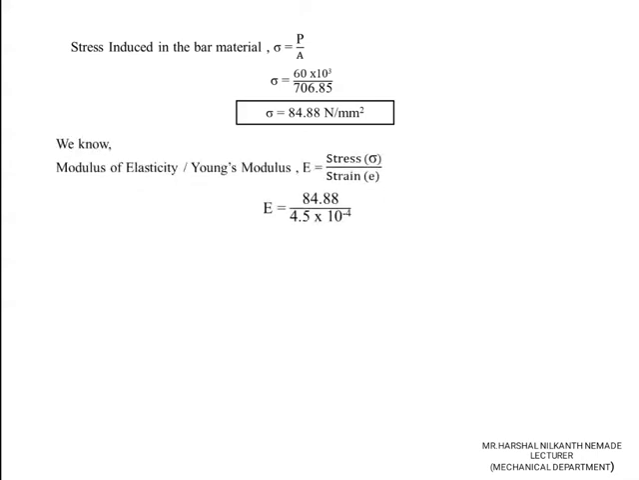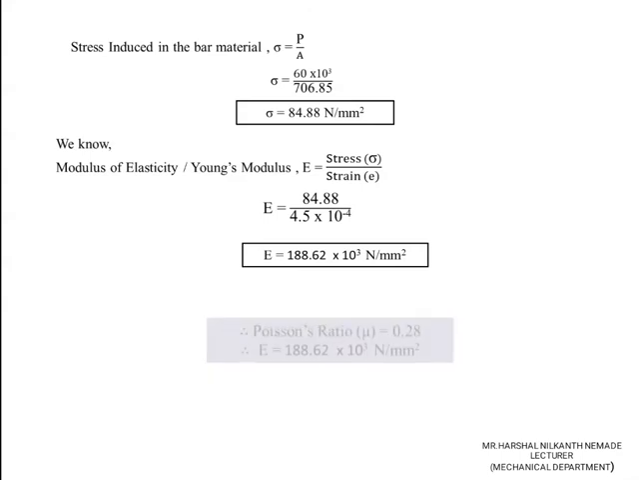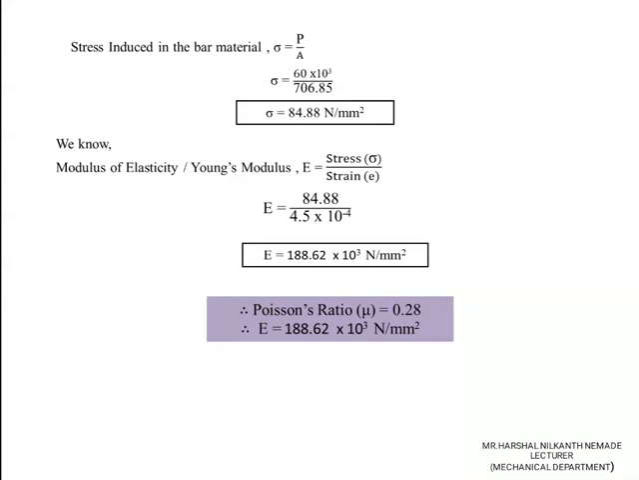After that, we know the modulus of elasticity, Young's modulus, capital E, is equal to stress upon strain. Capital E is equal to 84.88, which is my stress, divided by the strain I have calculated, 4.5 multiplied by 10 raised to minus 4. So capital E I will get as 188.62 multiplied by 10 raised to 3 Newton per mm square. Therefore, Poisson's ratio mu is equal to 0.28 and capital E is equal to 188.62 multiplied by 10 raised to 3 Newton per mm square. This was your final answer.